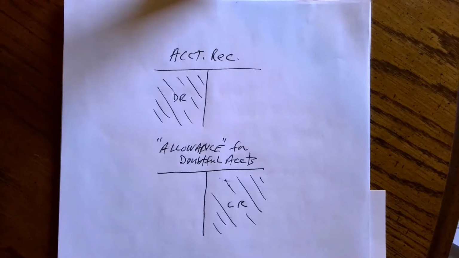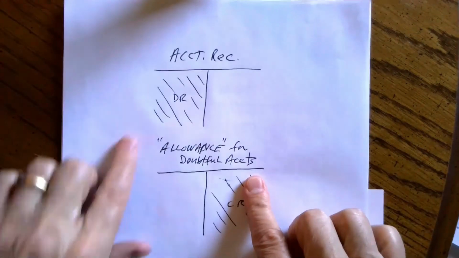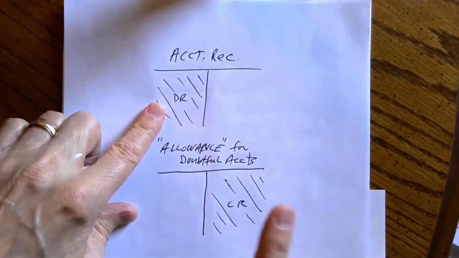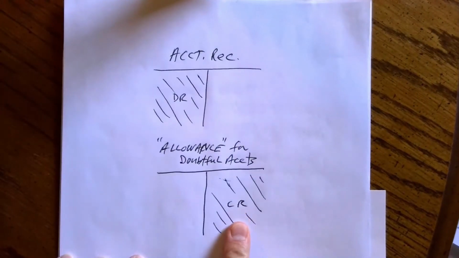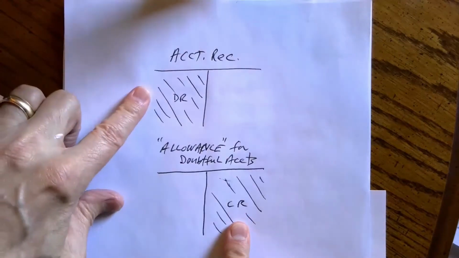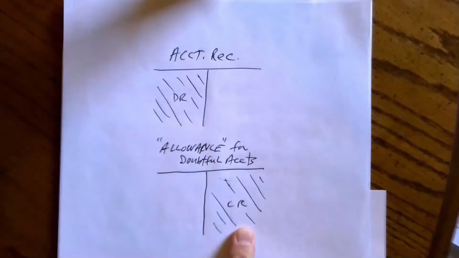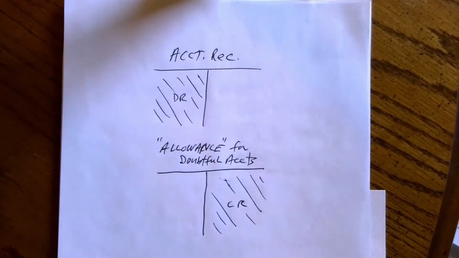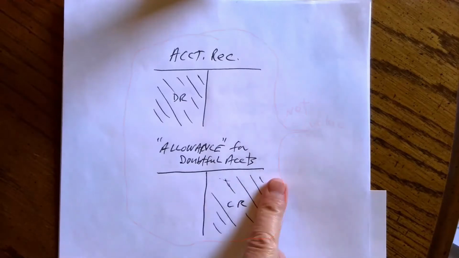So, as a contra account underneath accounts receivable, the normal balance in the allowance for doubtful accounts is a credit balance. It reduces the amount shown in accounts receivable. The net amount is what's displayed on the balance sheet. So key to understanding that is how this account is populated with a credit.